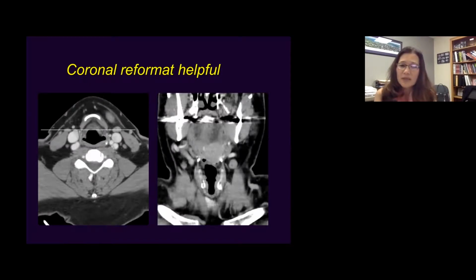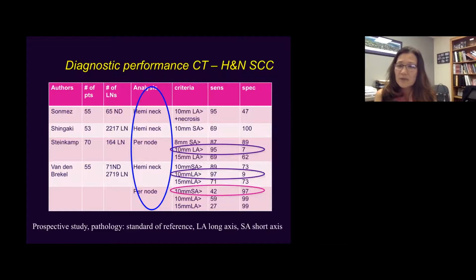This is a summary table of diagnostic performance on CT scan based on size. As I said, when you use a long axis 1 centimeter cutoff, calling every small lymph node a metastasis, yes, sensitivity is very high, but the specificity is single digit. When you say short axis 1 centimeter, again, more forgiving, not calling every small lymph node, but 1 to 1.5 centimeter lymph nodes with metastasis, specificity goes up, but the sensitivity is almost half.